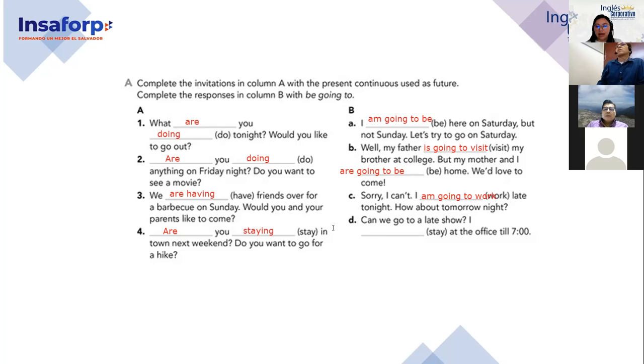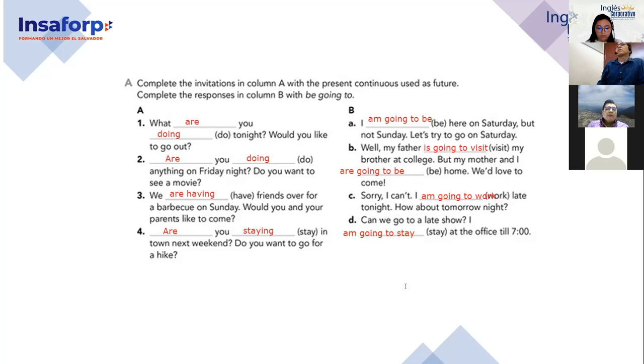Tengo el sujeto que es I. Necesito el verbo to be, la expresión going to, y el verbo sin conjugar que es stay. And that's it. Y así les quedó. ¿Alguna corrección que quieran hacer? ¿Algún cambio que vean en la estructura?